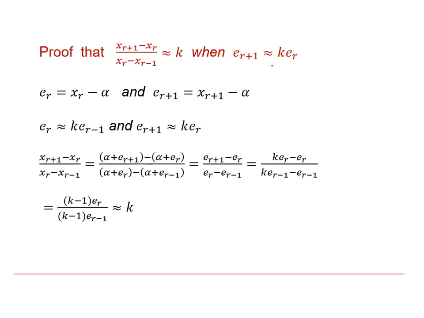Now we may be interested in finding out what k is in a particular situation, but one of the problems is that in order to find the error terms we would need to know what alpha was, and normally that's the object of the exercise, to find alpha. So a useful way around that problem is by using something called the ratio of differences, which is the ratio of the difference between the r plus first term and the rth term divided by the difference between the rth term and the r minus first term.